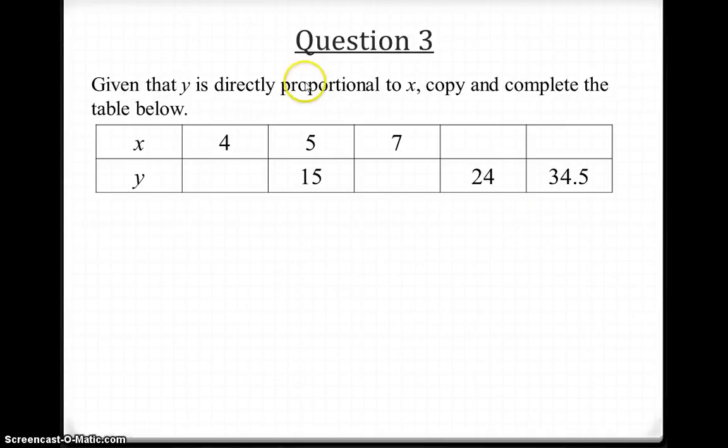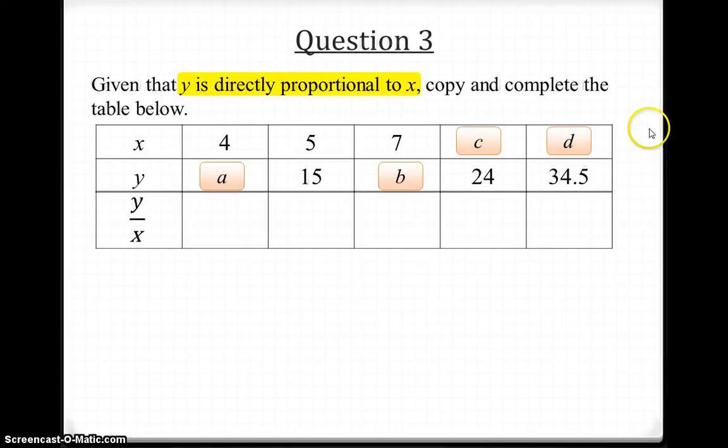Question 3. Given that y is directly proportional to x, copy and complete the table below. Now, we are given a table with some missing values. How to continue? Ask ourselves, if the question gives us direct proportion, what do we need to prepare? Yes, the equation. Besides preparing the equation, we can name all the unknowns as well. So I name them A, B, C, D.